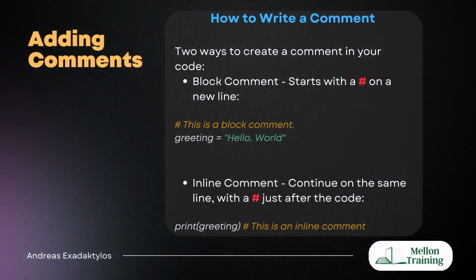There's two ways that you can comment on your code. The first one starts with a hash symbol on a new line, and it's called a block comment. The other style is called an inline comment. It continues on the same line with a hash symbol just after the code.